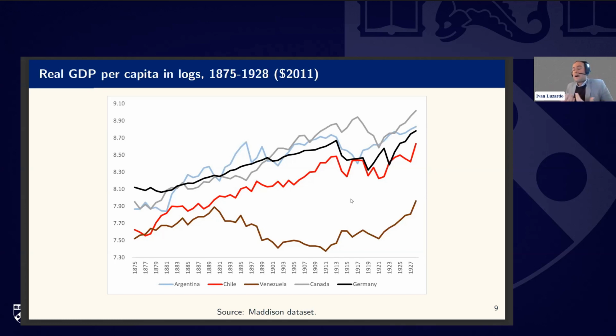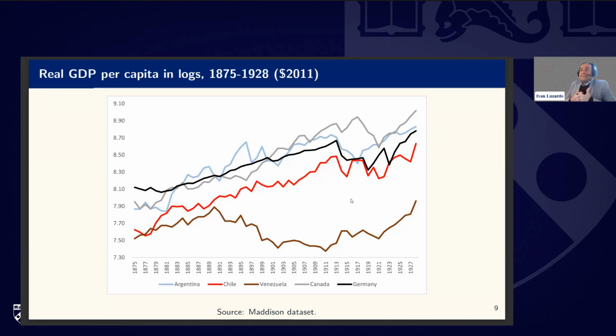So why Germany and why Canada? Well, because Germany is the canonical example of economic convergence in the 19th century for economic historians. So usually when we study the concept of backwardness, how a country that was relatively poor converged with the industrial leader, Germany is a good example for that. I mean, the case of Germany in the 19th century.